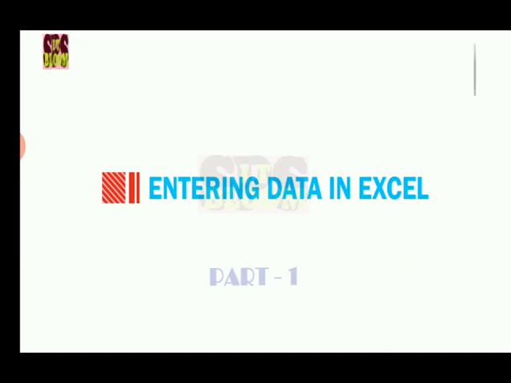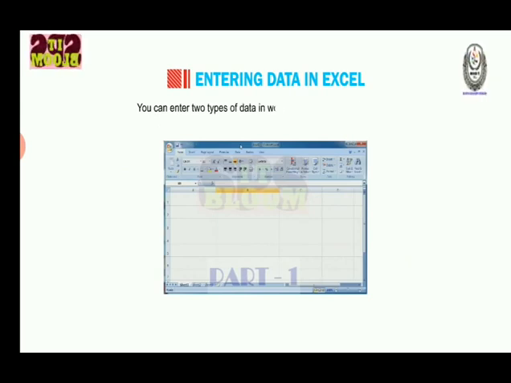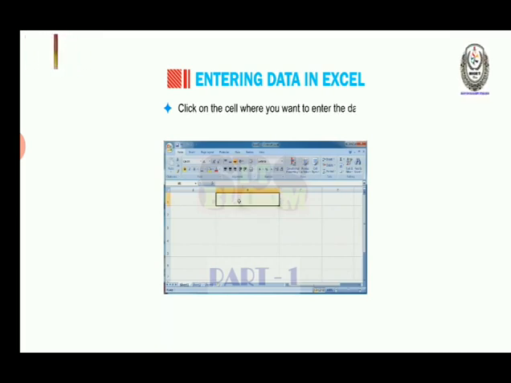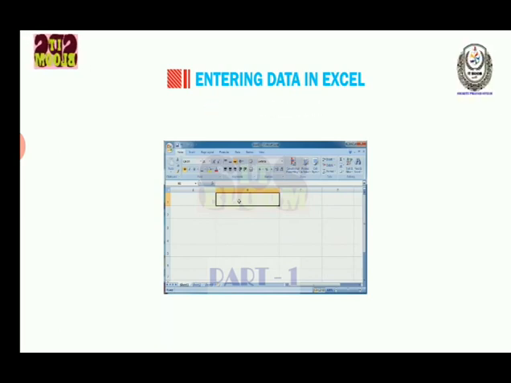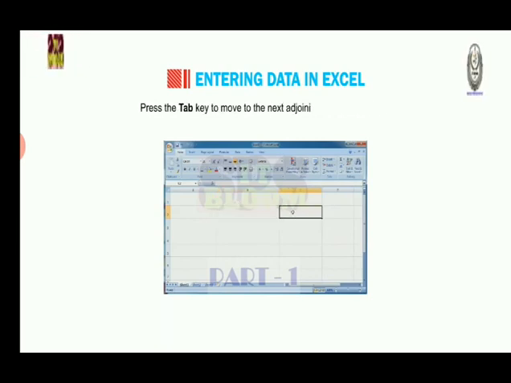Alright, let us now find out how to enter data in Excel. You can enter two types of data in worksheet cells, number and text. Click on the cell where you want to enter the data. Type your data into the cell. Press the Enter key to move the pointer down by one cell. Press the Tab key to move to next adjoining cells towards right.